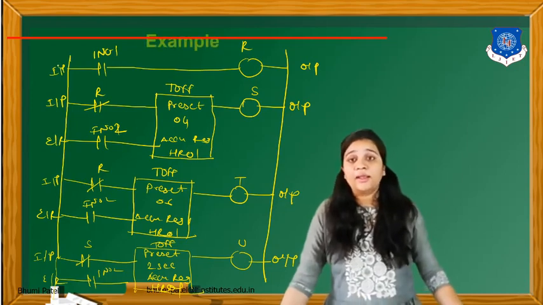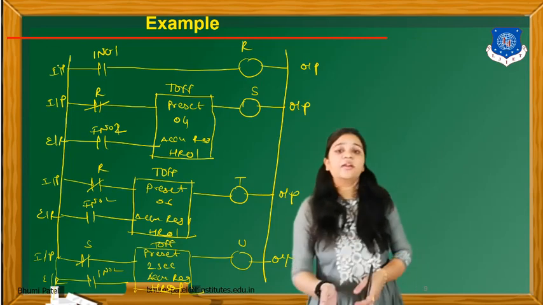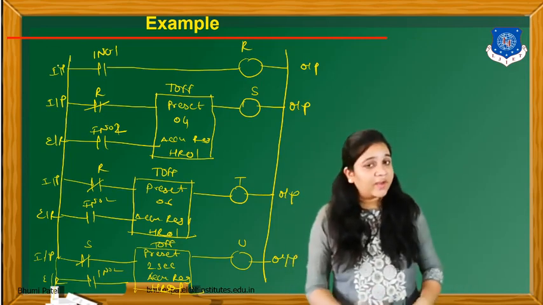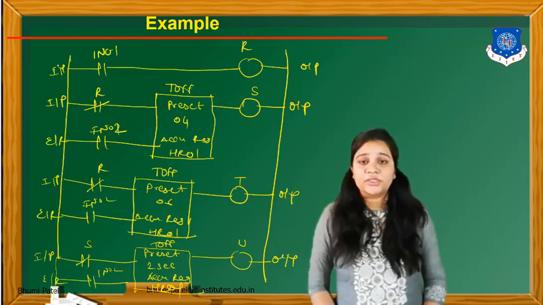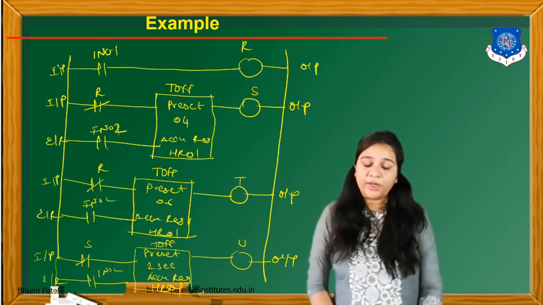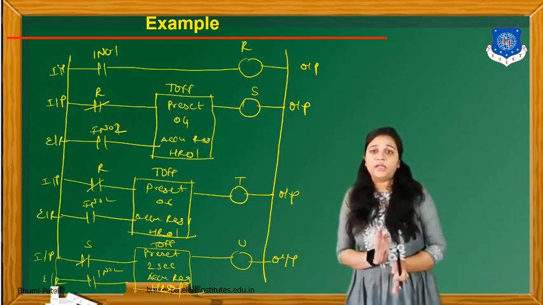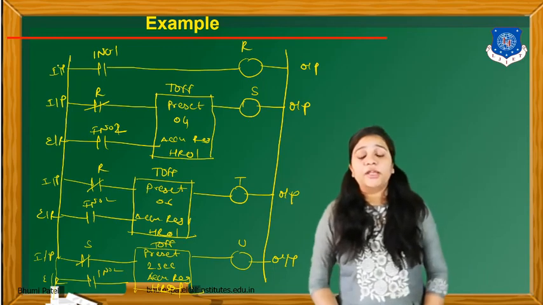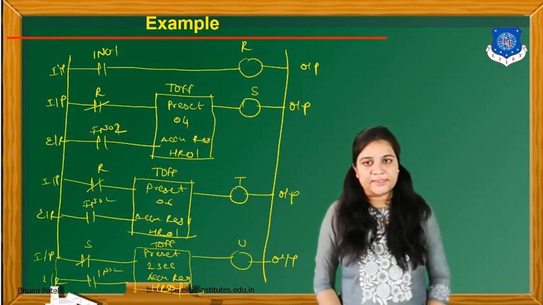You can connect the R as the last rung. Okay, but whenever R is on, after that S and T will be on, and whenever S will be off, after that U will be off. So this is the logic of the particular example. So using the retentive timer, T on delay timer and T off delay timer, we can easily draw the ladder diagram for any type of example.